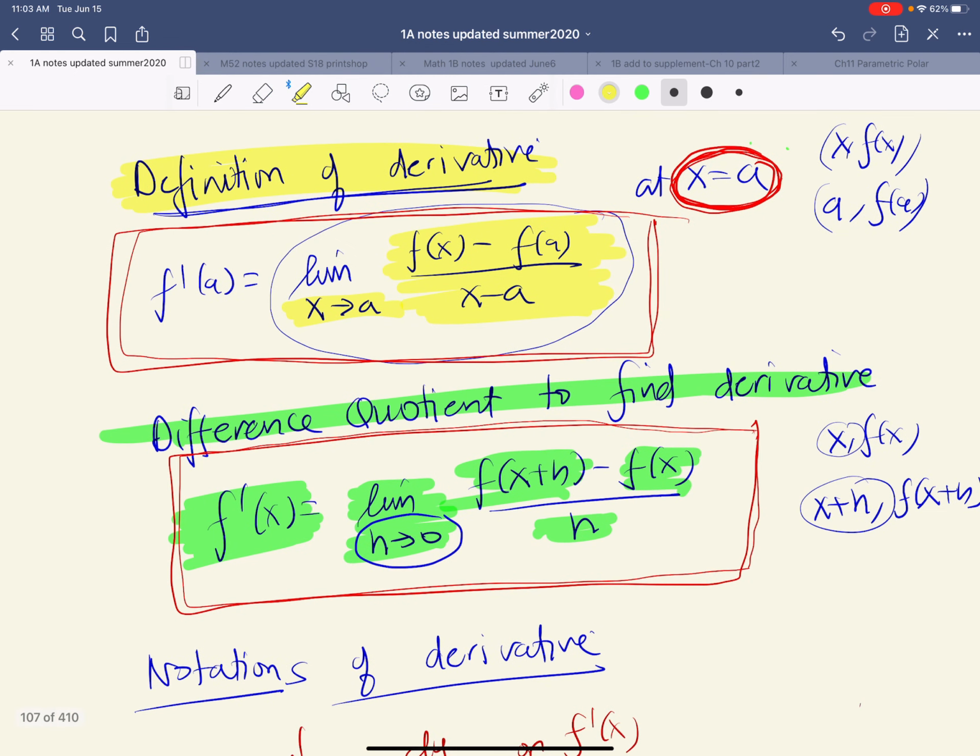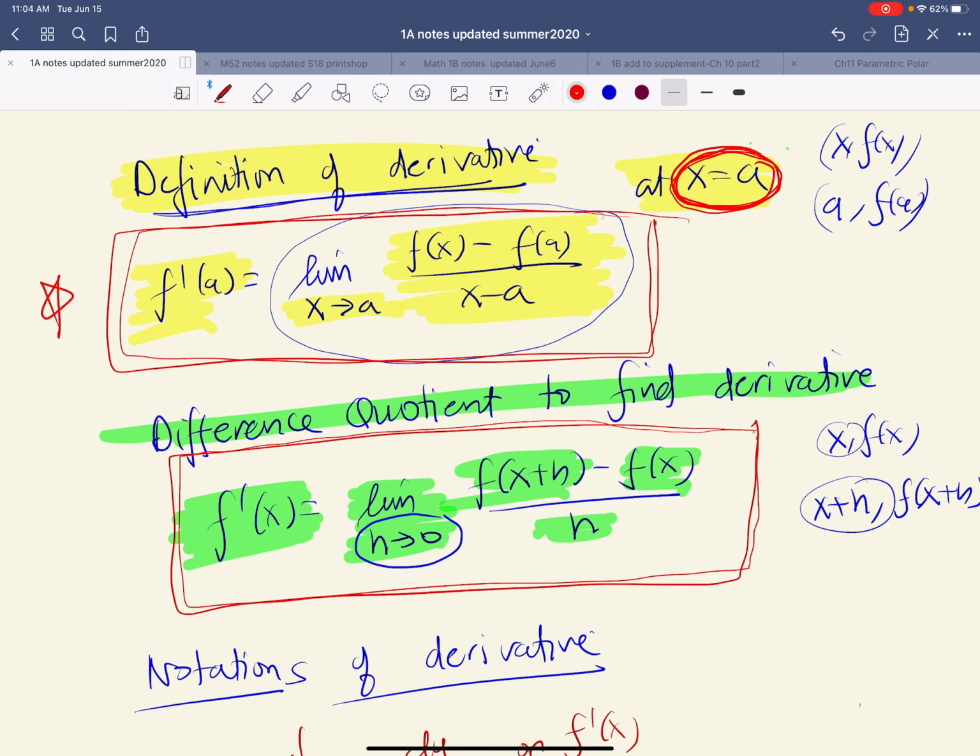So the definition of the derivative at a point x equals a. If we have a point x equals a, the derivative would be f prime of a equals the limit as x approaches a of f of x minus f of a over x minus a. Memorize this definition. This is very important. We're going to be using it over and over.